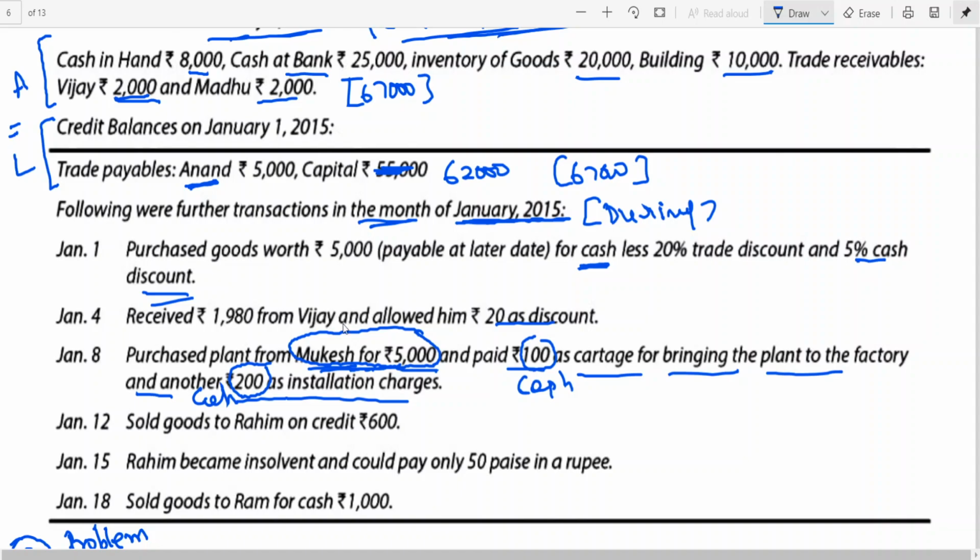Sold goods to Rahim on credit, you know about it. Rahim became insolvent, could pay only 50 paise. Out of 600, how much is he able to pay? 50 paise in the rupee. Then sold goods to Ram for cash. We have seen this kind of transaction. He became insolvent. These things we have already learned. Sold goods to Ram for cash.